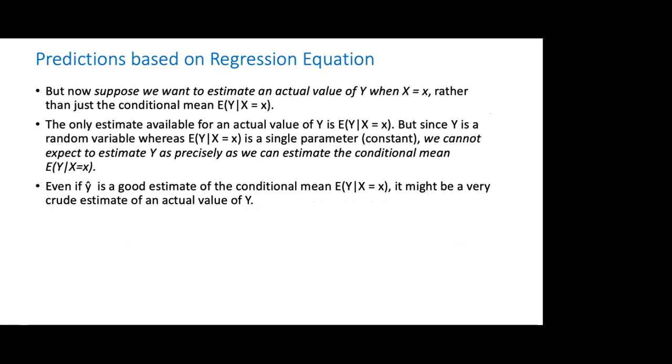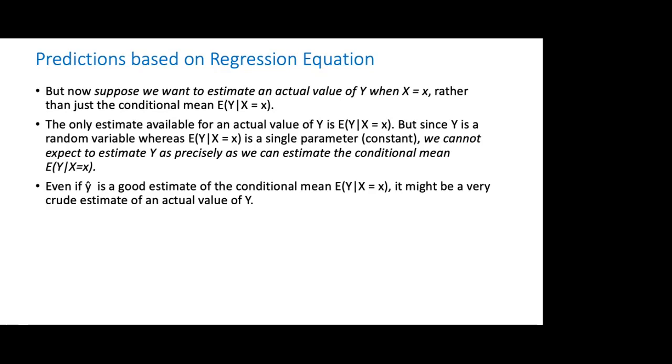We do not only want to predict the mean of all albums that are played 3 times on the radio. We want to know for this particular one, what can we expect? And so the problem is that the only estimate that's available for an actual value of the sales is our expected value for this conditional distribution. But it is a random variable, whereas our expected value for the conditional distribution is a single parameter, a constant.